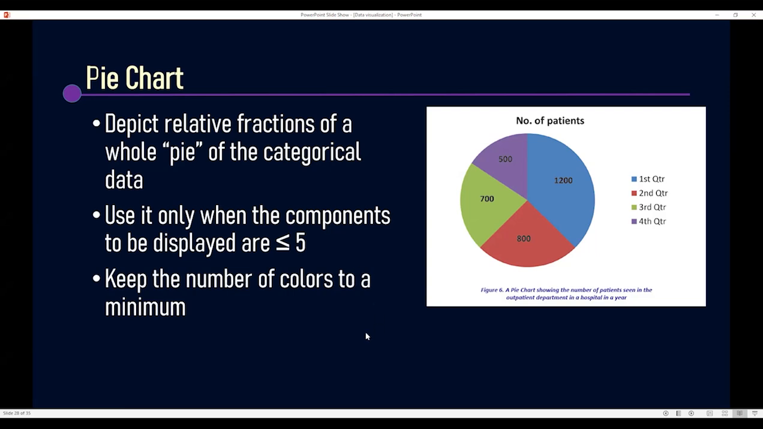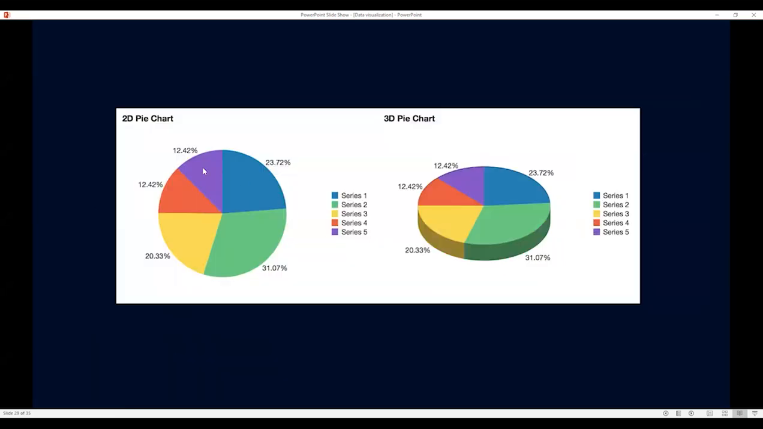Also, you should note that you should keep the number of colors to a minimum. If you use too many colors, and colors that are not easily contrasting with each other, it will be difficult to get the information. And avoid 3D format here also. This is an example. This 3D format is a little difficult to read and sometimes confusing. So using the 2D pie chart is the best.